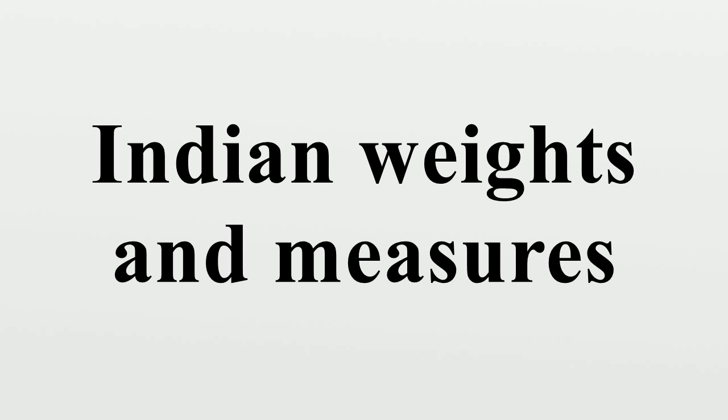Length in the 1950s. Miles and furlongs were common markers on the roads in India. Minimum length equals 1 inch. No one can say how it evolved. The inch was the thickness of the thumb, not quite 1 inch. 12 inches equals 1 foot. 3 feet equals 1 yard.